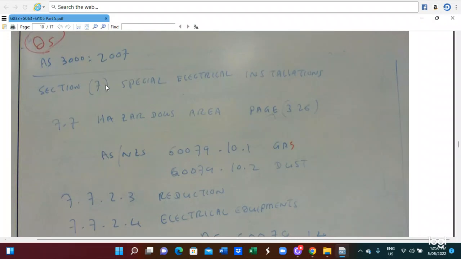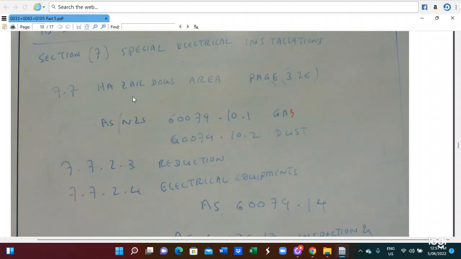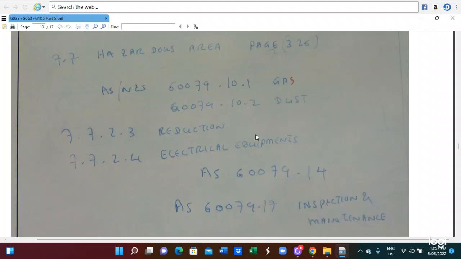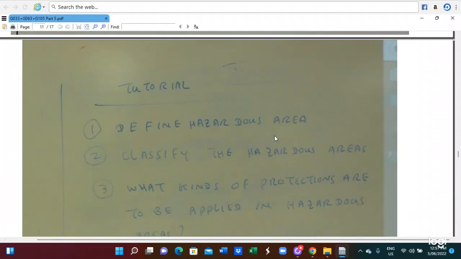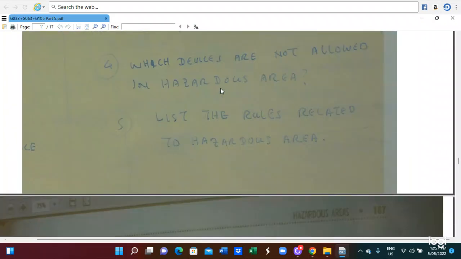Section 7 is the separate electrical installation, and we have to follow section 7. In this case, we have to know about the hazardous area, the appropriate reduction method, and the electrical equipment method. AS6079 is the standard for special electrical equipment in the hazardous area. Then we have to do the hazardous area tutorial.